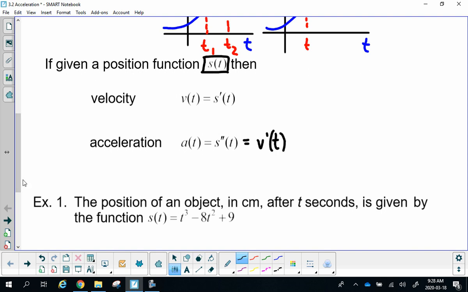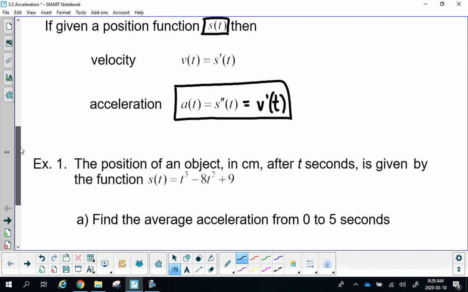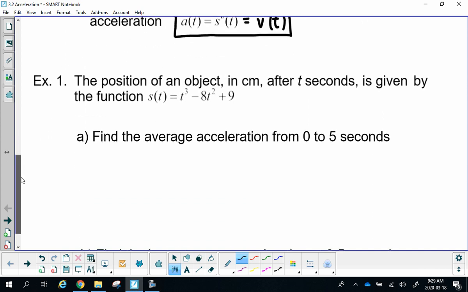So if we take the derivative of the velocity function, that gives us acceleration. And we know that velocity is just the first derivative of the position function. So these are all related together. These are a big relation. Okay? So let's try a problem.